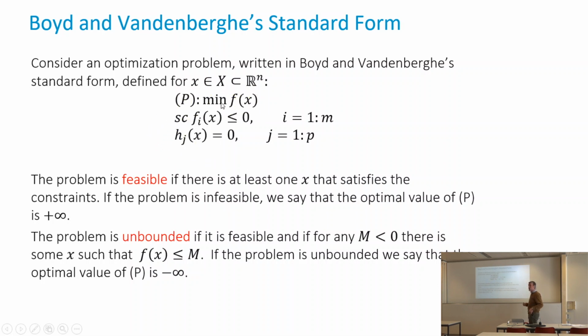Minimize. We've seen we could minimize or maximize, but we will minimize a function f. Often f will be convex. So we're not necessarily talking of a convex problem here, although very often it will be the case, but not necessarily. Subject to inequality and equality constraints. And we decide that the inequalities are always negative, less than or equal. So that's the standard form.